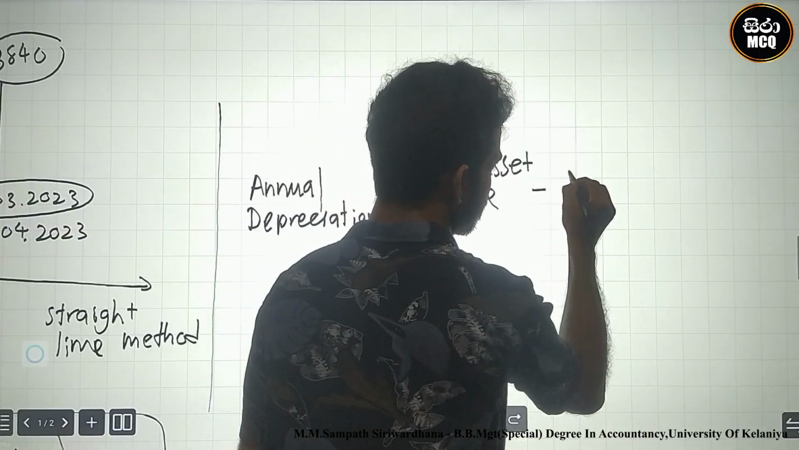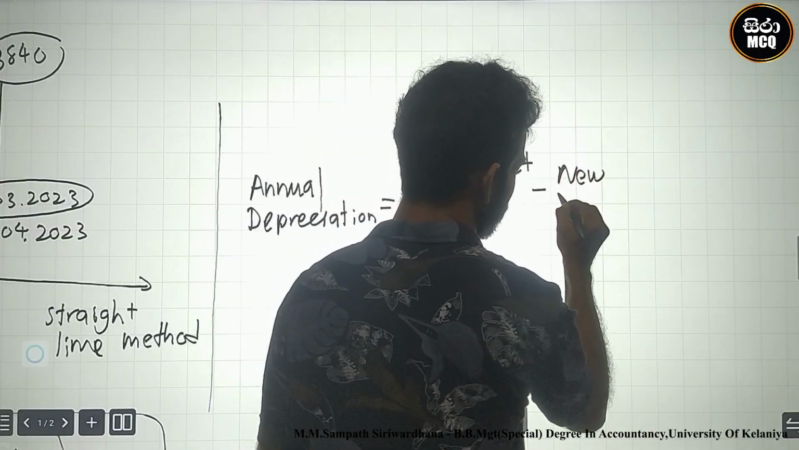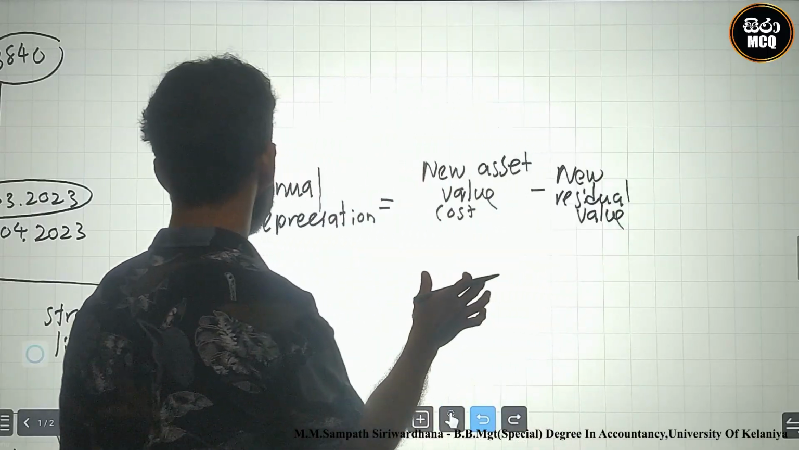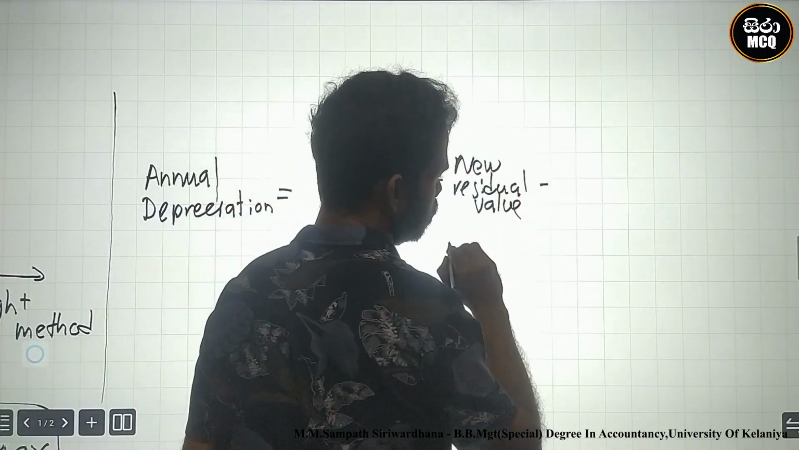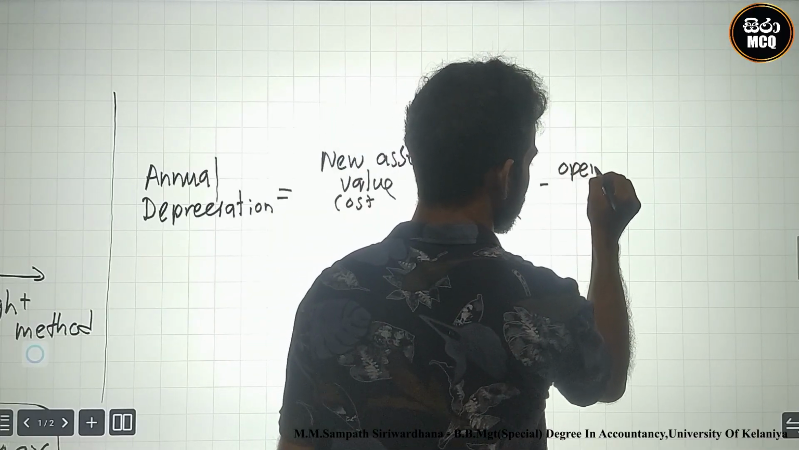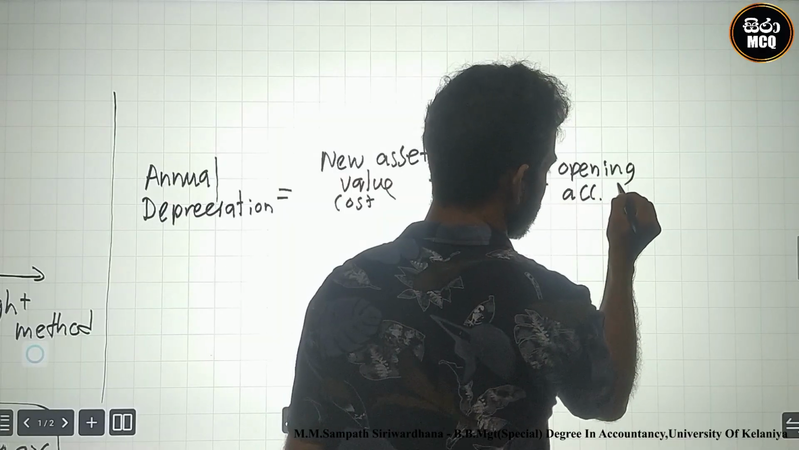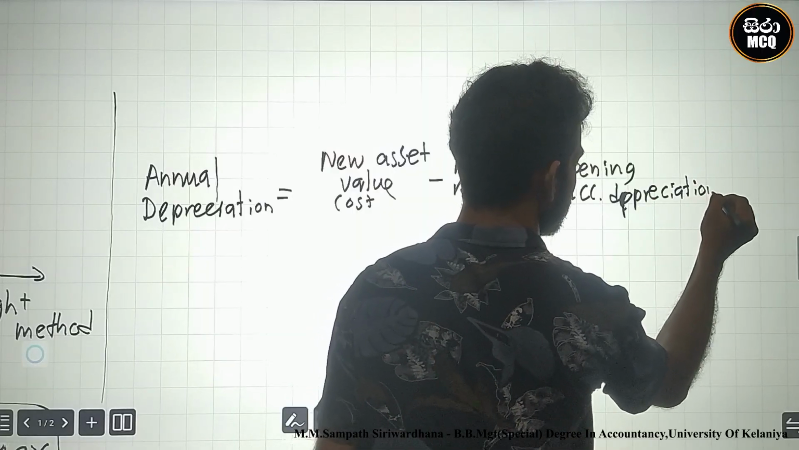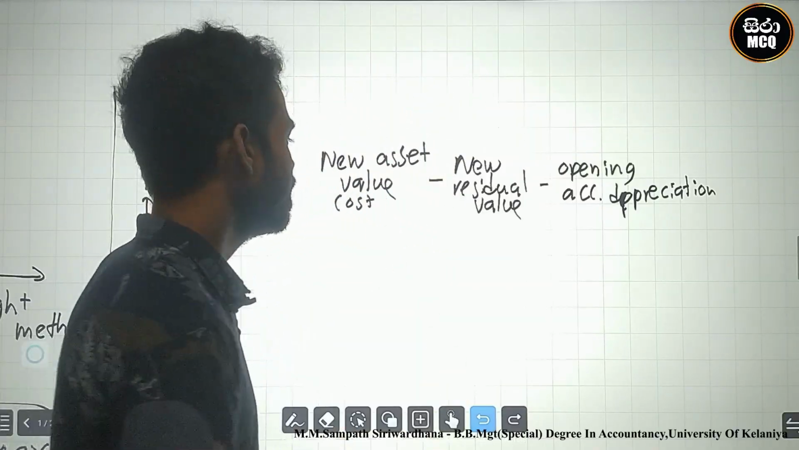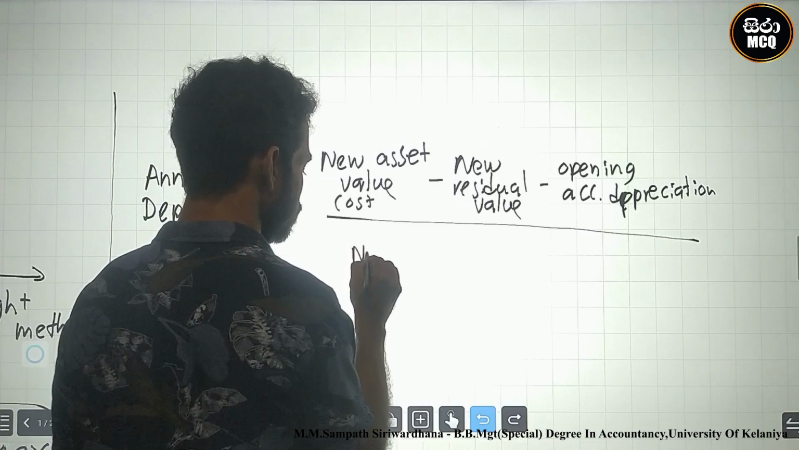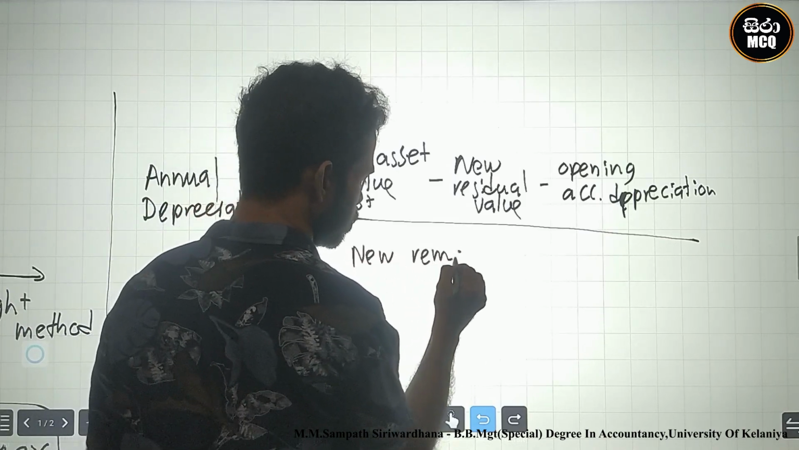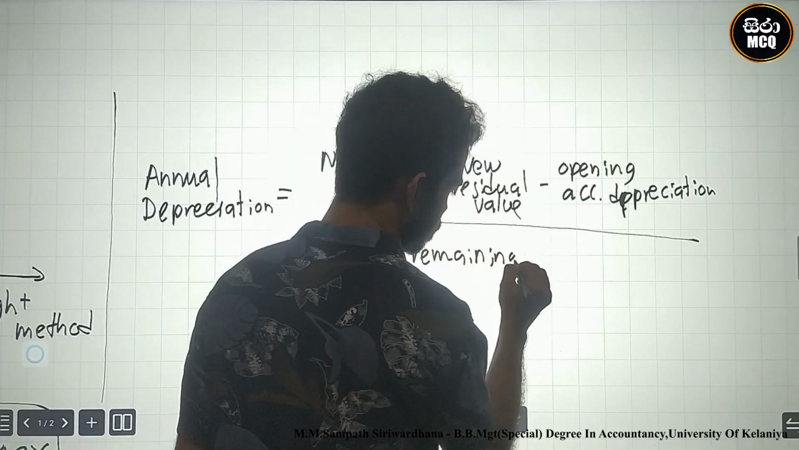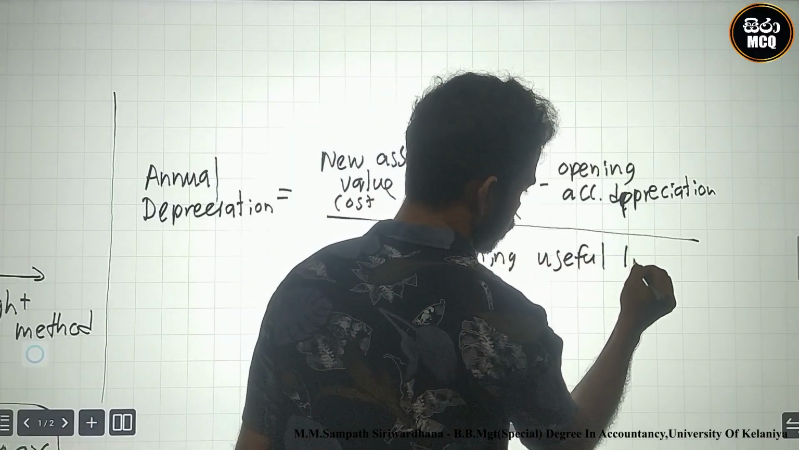Okay, we deduct the residual value. This is the new residual value. If the residual value was changed, we use the new residual value. After that we minus opening cumulated depreciation. Why? They have already depreciated 2 years. Therefore I divide by the new remaining useful lifetime.